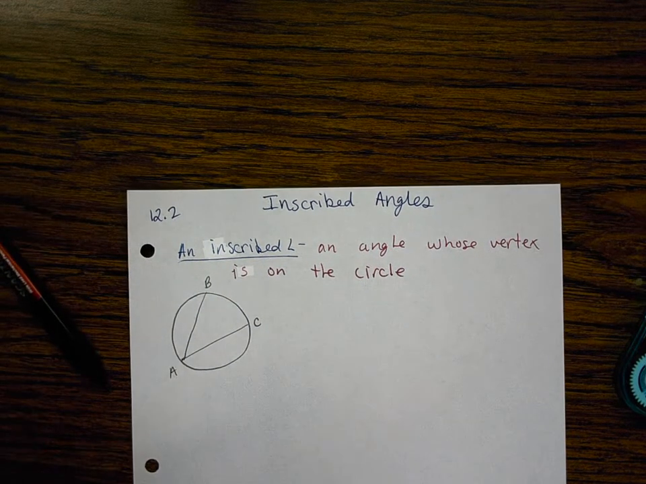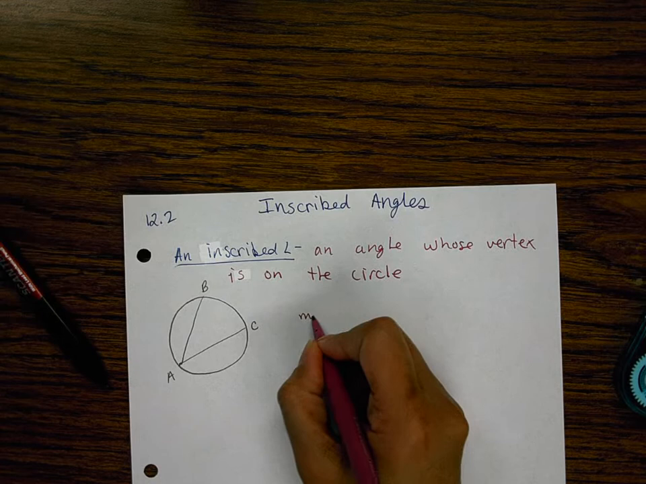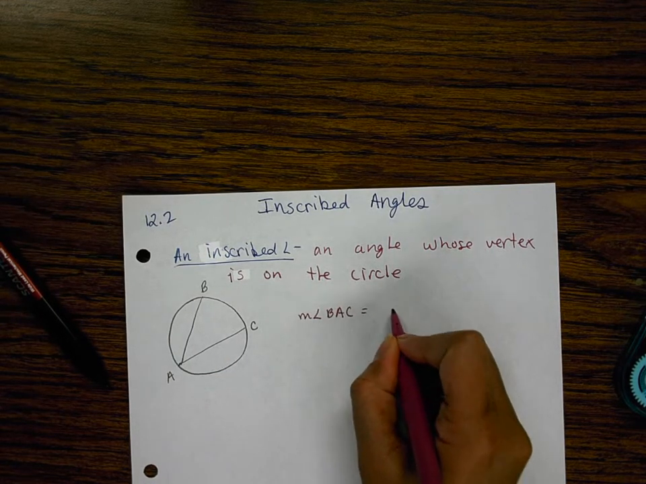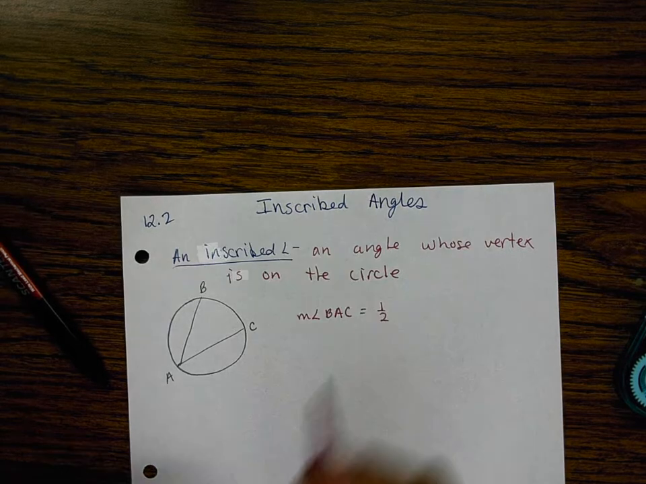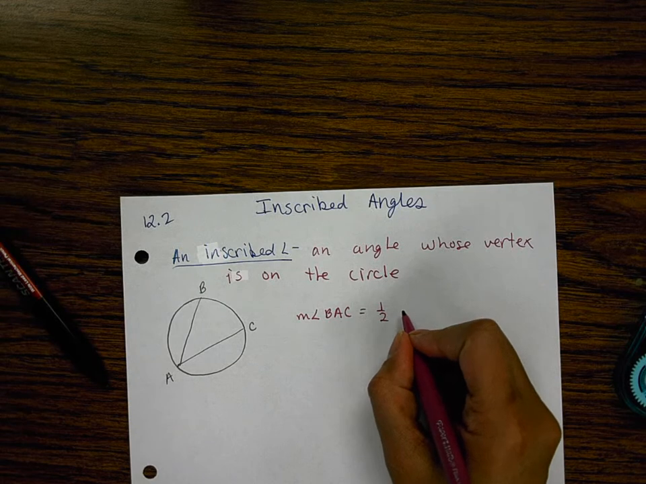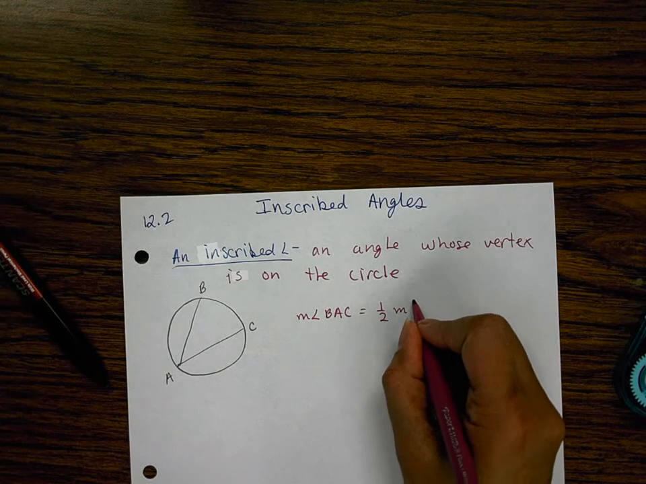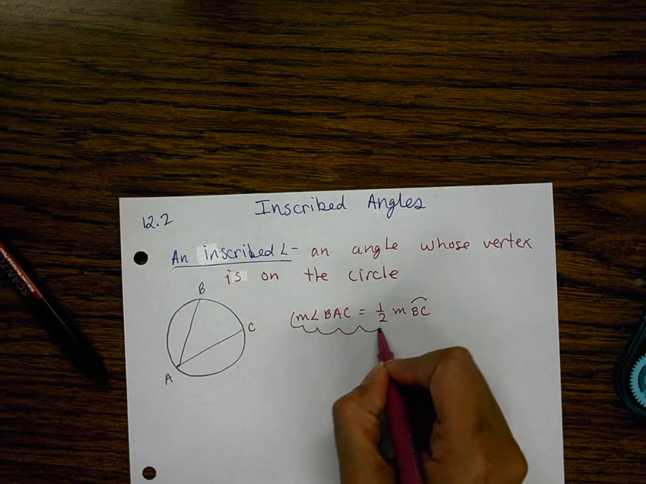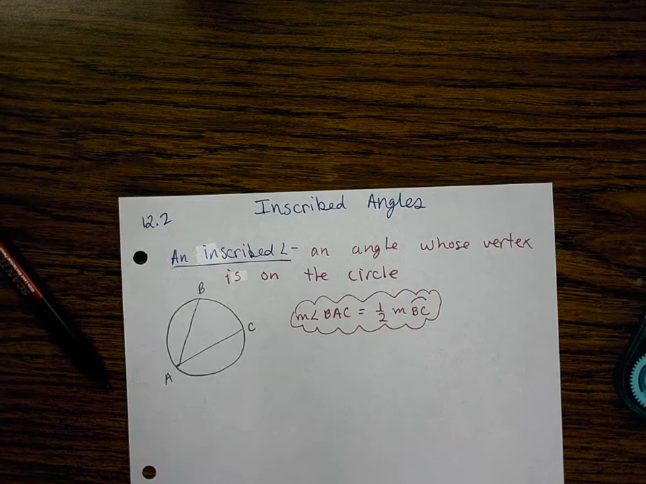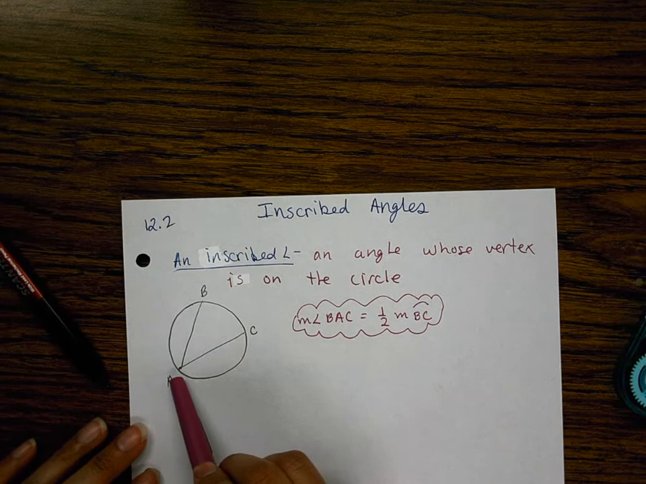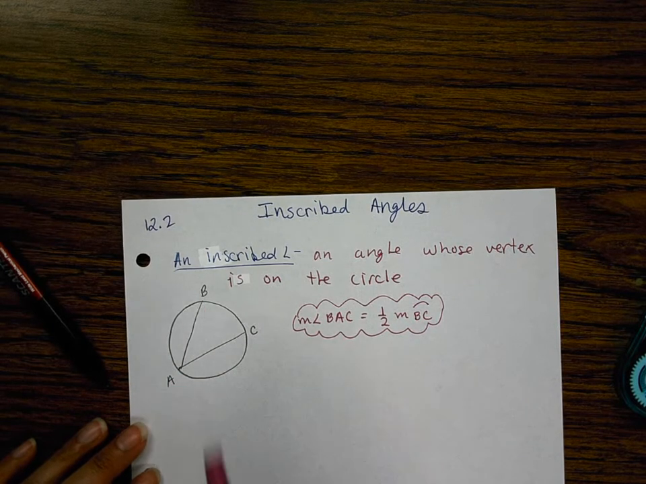And the formula for this is the measure of angle BAC is equal to half the measure of arc BC. Okay, so the measure of angle BAC is equal to half the measure of arc BC.